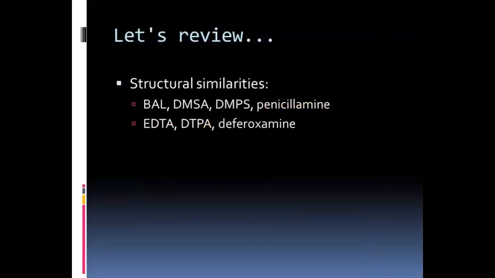So let's just review. We went through a lot of stuff today. Let's think about grouping things together and what the take-home message is here. There are a bunch of structural similarities in all of these. BAL, DMSA, DMPS, and penicillamine are all short carbon chains with thiol groups off of them. EDTA, DTPA, and deferoxamine have longer chains with a bunch of carboxyl groups off of them. So they look different and they act different.